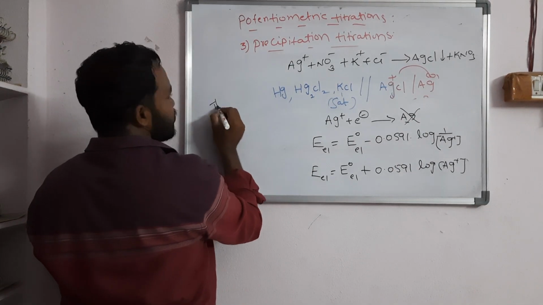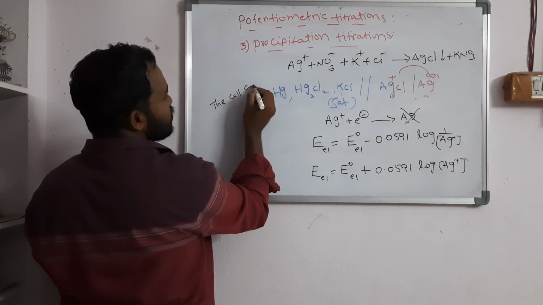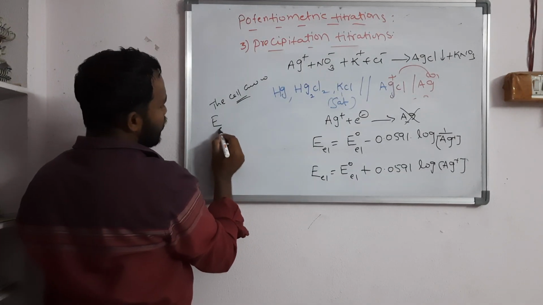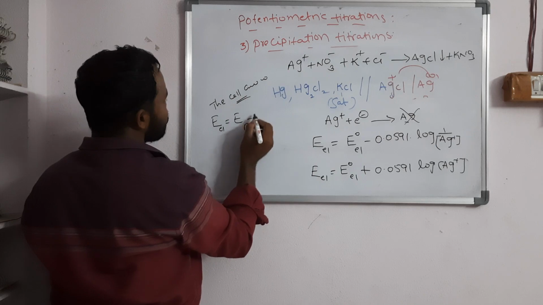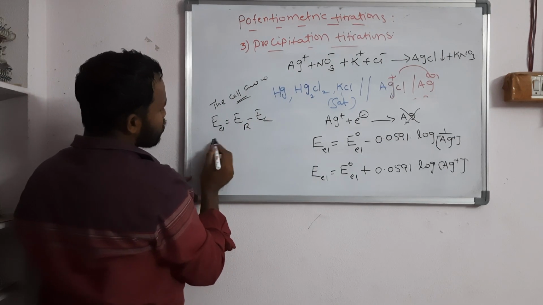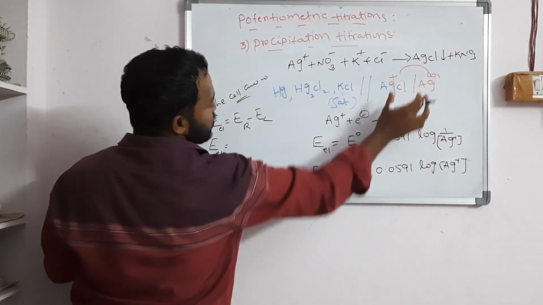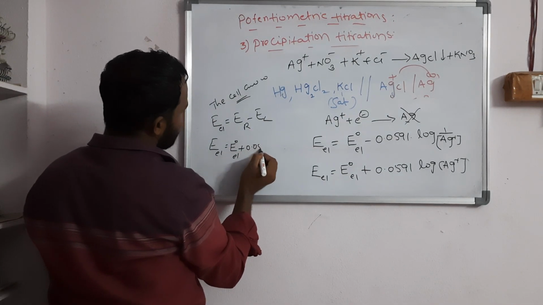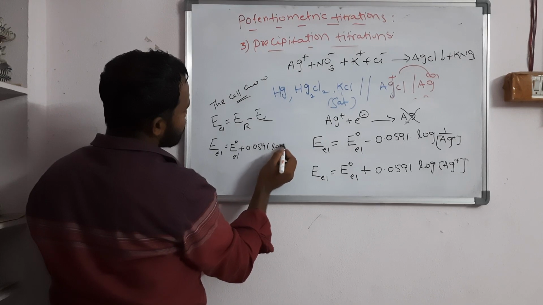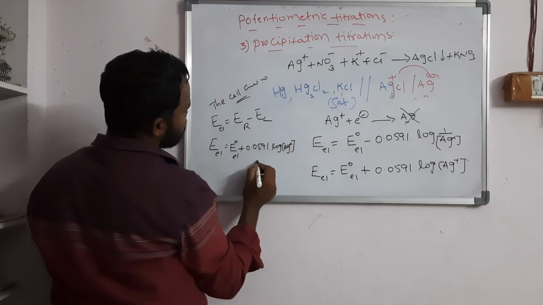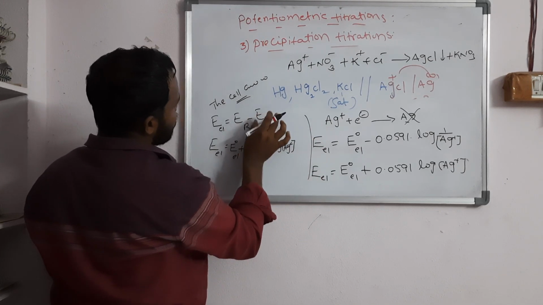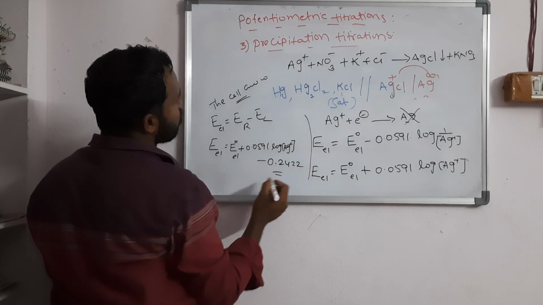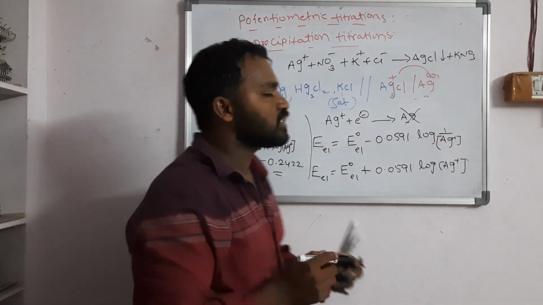So after writing this, the cell is connected with the calomel. What will we get? E cell is equal to E right minus E left. The right side value is E naught electrode plus 0.0591 into log of silver plus concentration, minus the left side, this calomel, 0.2422. This is about the precipitation titration reactions.